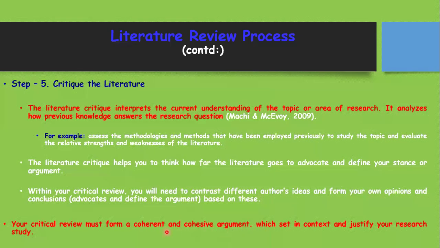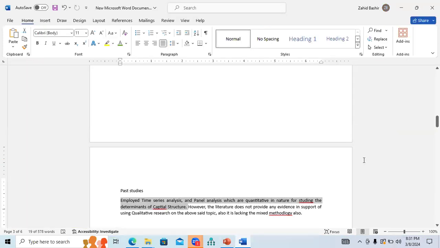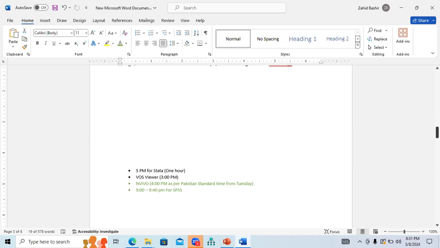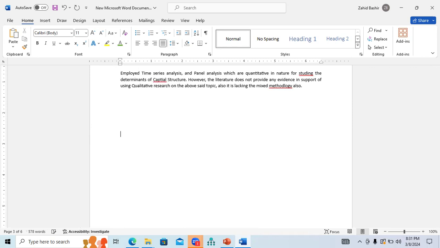A coherent and cohesive argument means that you need to provide a logical arrangement of different arguments. You need to provide a logical sequence in developing an argument. For example, if I would like to discuss the capital asset pricing model, or CAPM, it was first developed in 1952, for example.